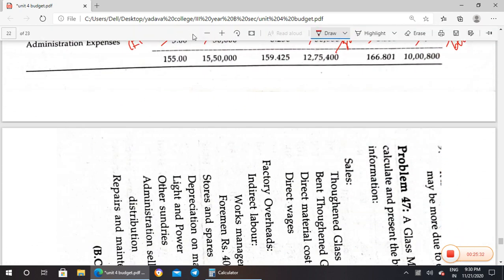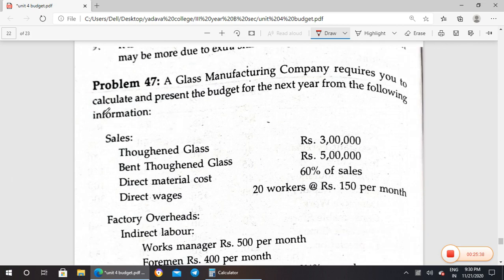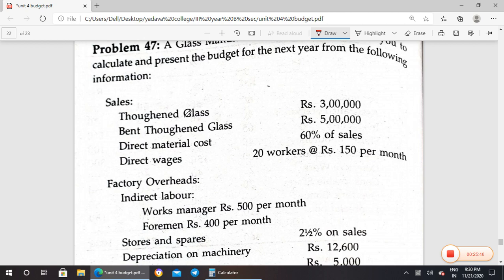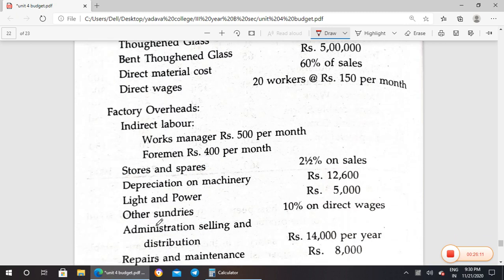Okay, next we move on to the last one, master budget. They asked to prepare: a glass manufacturing company is required to calculate the budget for the next year from the following information. Sales: toughened glass, bend toughened glass. Direct material cost 60% of sales. Direct wages: 20 workers at 150 rupees per month. Factory overheads: indirect labor, works manager 500 rupees per month, foreman 400 rupees per month. Stores and spares 2.5% on sales, depreciation on machinery 12,600, light and power 5,000.